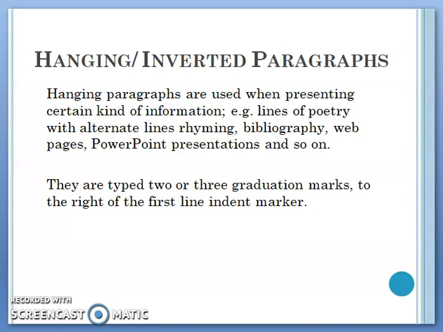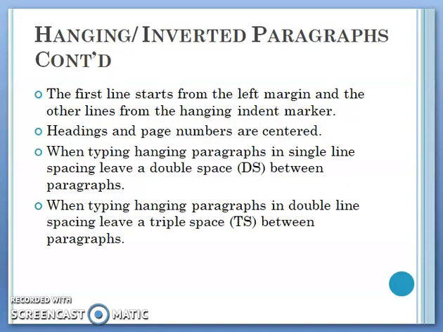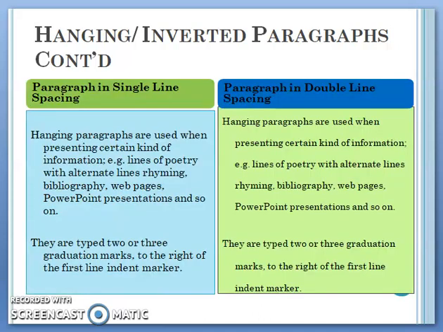Now, there are 2 or 3 graduation marks to the right of the first line indent marker. Now, the first line starts from the left margin and the other lines from the hanging indent marker. Headings and page numbers are centered, and when typing hanging paragraphs in single line spacing, a double space is used between the paragraphs. And when we're typing hanging paragraphs in double line spacing, we're expected to leave a triple space between our paragraphs. And as usual, let us see how that will look when typed.